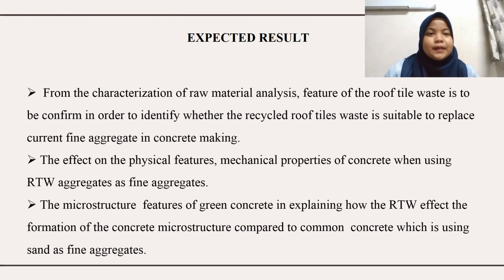Expected results for the upcoming chapter, which is results and discussion, are in categorization of raw material, mixing ratio, slump test, and concrete analysis. From the categorization of raw material, it can be confirmed whether recycled roof tile waste is suitable for replacing fine aggregate. We can also know the effect on physical and mechanical properties when using recycled roof tile waste as aggregate in concrete. For microstructure analysis, the formation of recycled roof tile waste in concrete can be compared with common concrete.